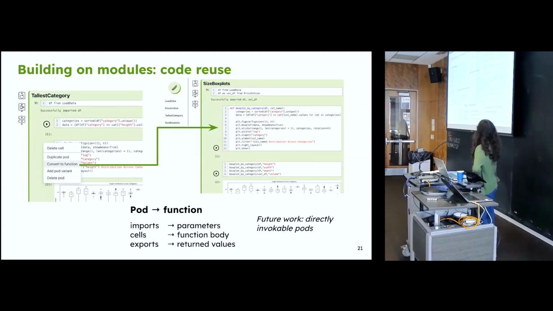Okay, so in addition to mess containment, because we have pods, now we have modules, and we can make use of these modules. So one thing that we can do is we can reuse them. Currently, the way that you reuse a pod is you can convert it to a function, turning imports into parameters, the cells become the function body, and then exports become the return values. And in future, we would like to make pods directly invocable without needing to make this transformation.